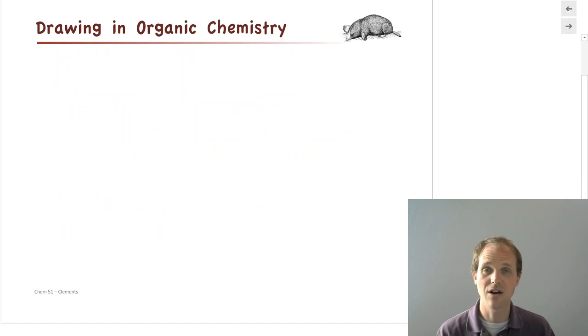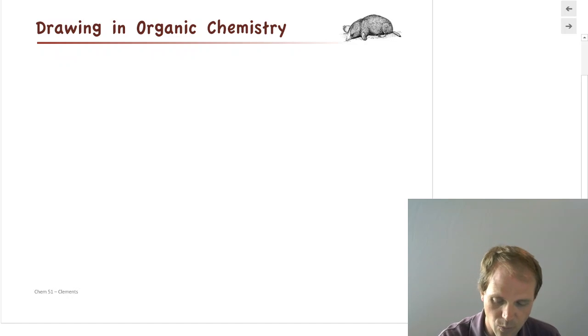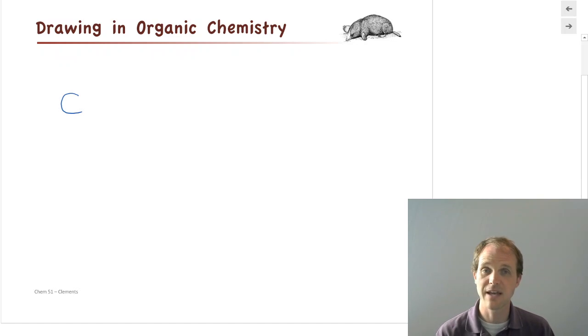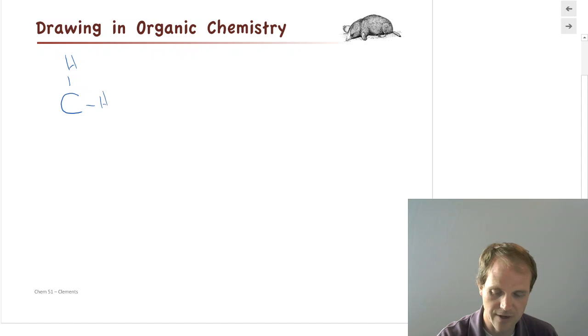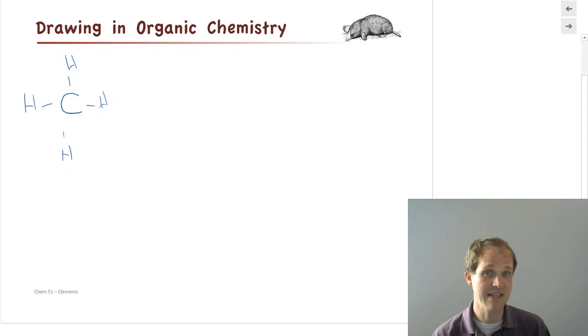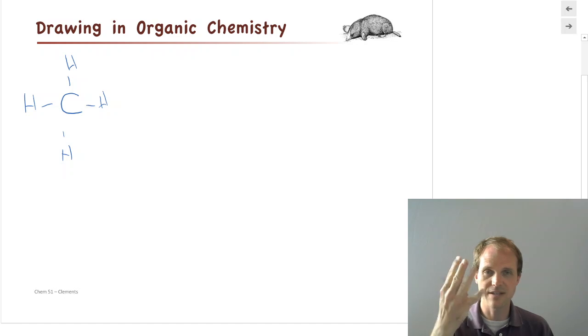So how do we draw all these things? Let's start with the simplest hydrocarbon there is, 1 carbon. And if it's composed of hydrogen and carbon, we know that it's got to have 4 hydrogens around it to make that carbon happy. And that's a theme we're going to see. Carbon, 4 valence electrons. How many bonds does it like to make? It likes to make 4 bonds.